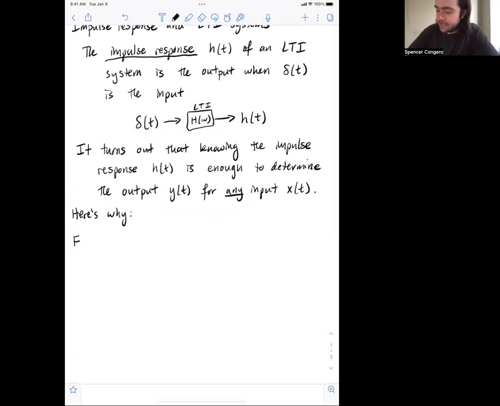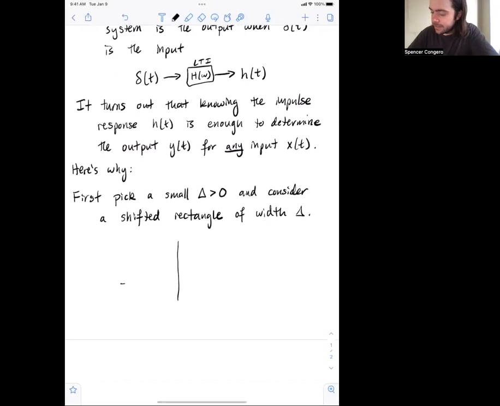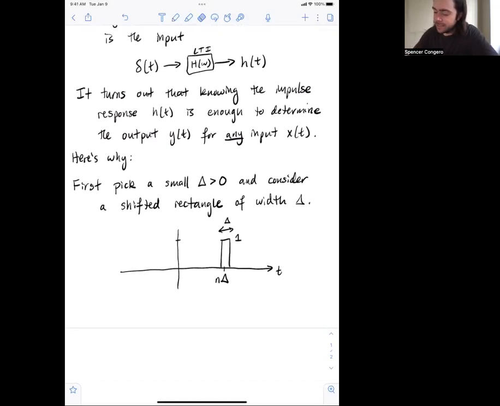All right, so gonna do a little derivation here. So first, let's pick a small delta that's positive and consider a shifted rectangle of width delta. Okay, so what does that look like? Something like this. I'll just put it over here. Okay, and let's say this rectangle has height 1. Okay, I'll put it over here, height 1, and the width is delta, and we're going to locate it here at n times delta. Okay, so you can maybe have a prediction of where this is going. But this is a shifted rectangle of width delta, height 1, and I've put it on the location n times delta.